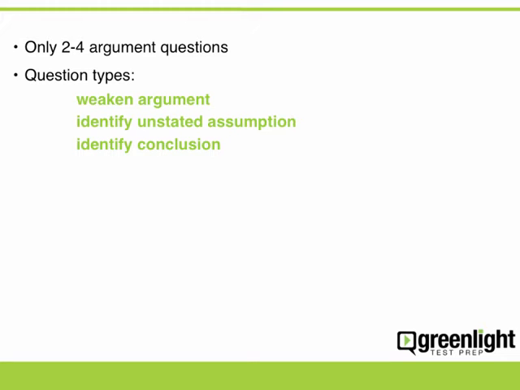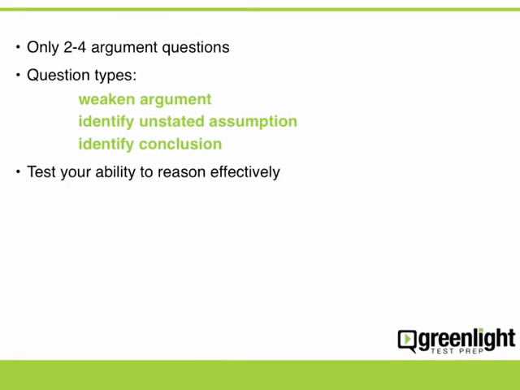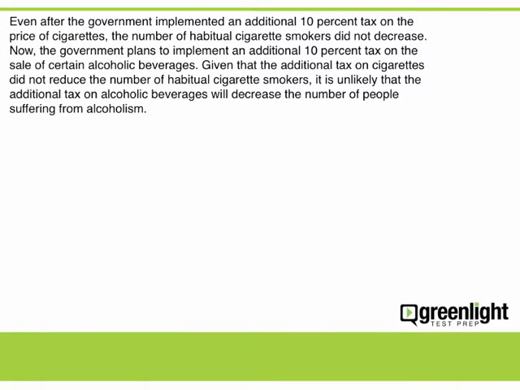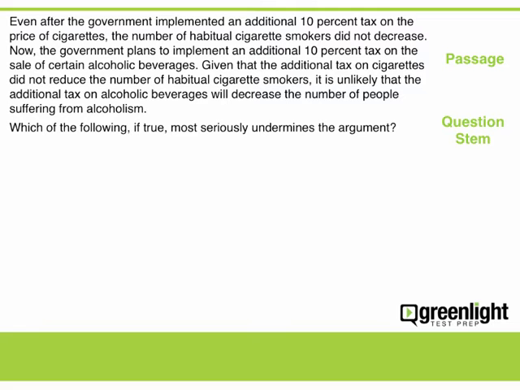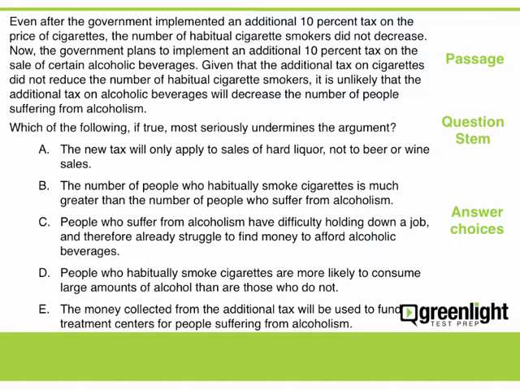The purpose of argument questions is to test your ability to reason effectively. To do so, the GRE presents you with some kind of argument, just like this one. Now the main body of the text here is called the passage. The next part that contains the question is called the question stem. And these are the answer choices from which you must choose the best answer. Argument passages always have 5 multiple choice options.